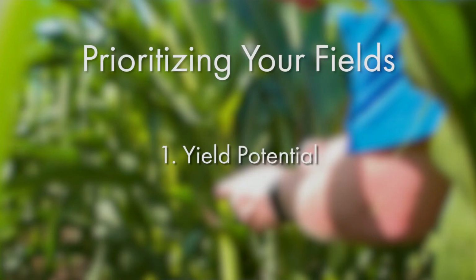So I want you to think about prioritizing your fields. Yes, I've talked about that with nitrogen management. I've talked about that with yield goals, and it holds true today when we talk about fungicide applications. But we're going to prioritize our fields on a few different categories. The first one is still going to be that yield potential. We want to take those fields with the greatest amount of yield potential and put them to the top of the list. And then we need to go through and sort through the hybrids you've planted.